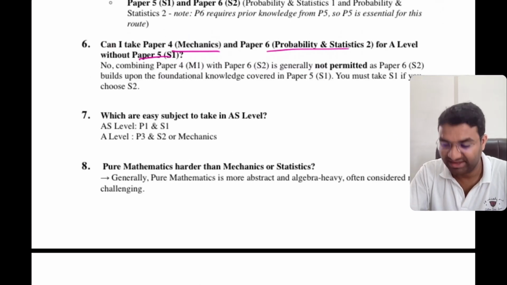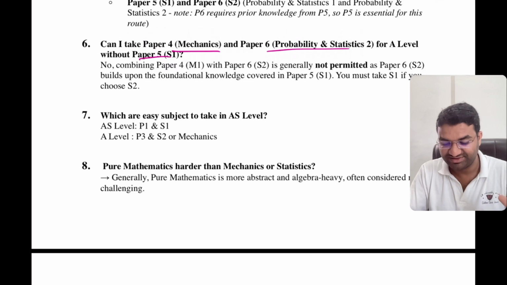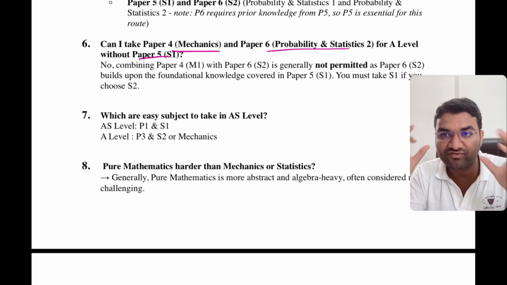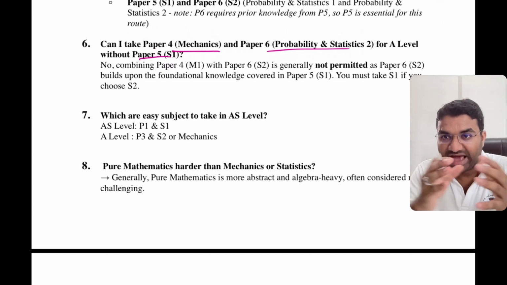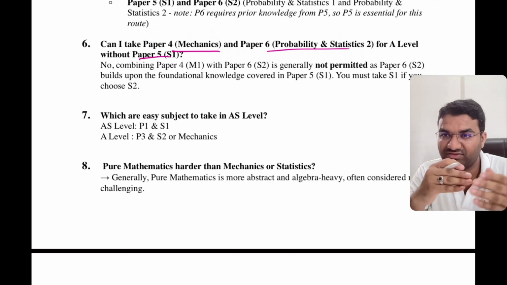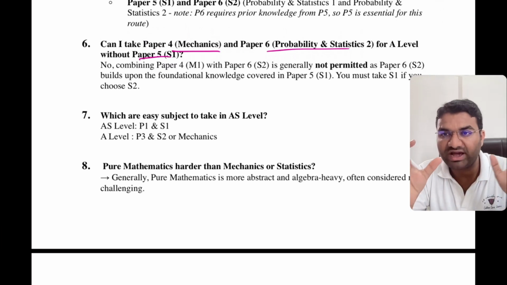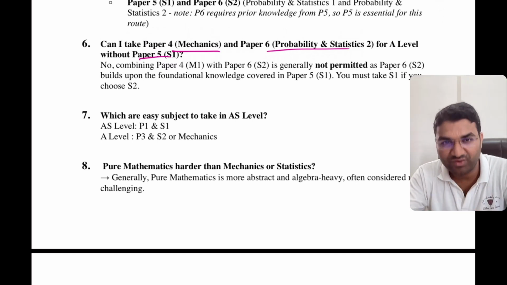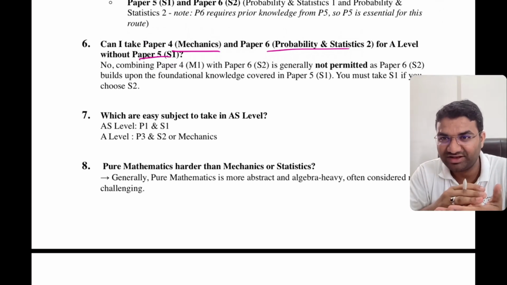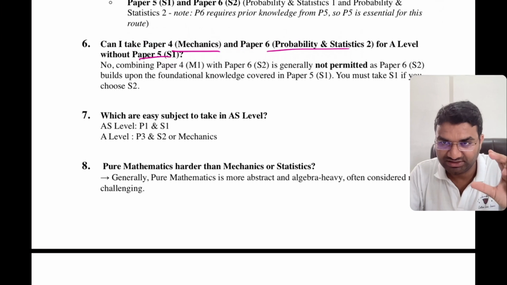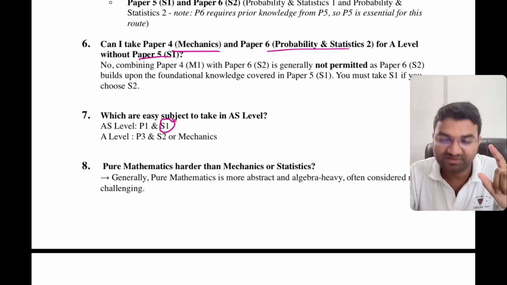Next, which are the easy subjects to take for AS level? This is an important question that is very often asked. You have entered from IGCSE, and I don't know what kind of background you have: a good background, a medium one, or a weaker one. But for AS level, you should choose something a little easy. I would suggest that along with pure 1, paper 1, you choose statistics 1.